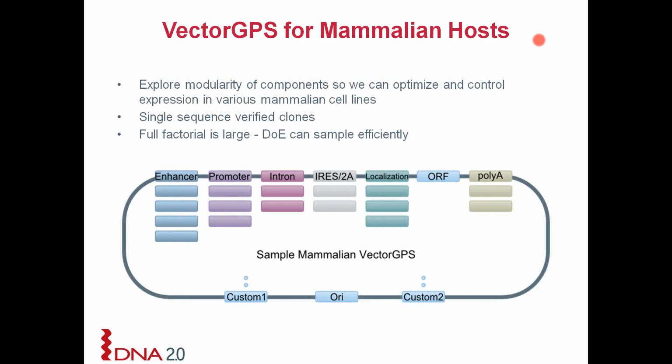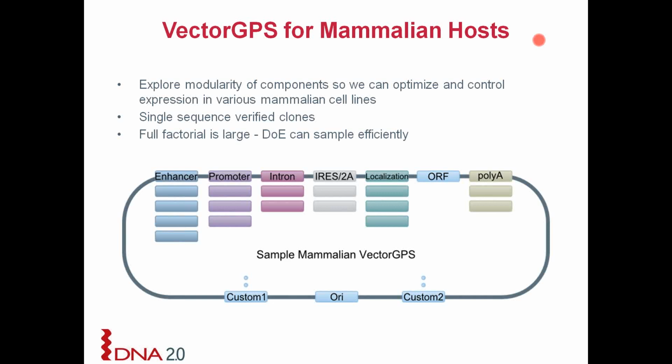So specifically, for the case of optimizing vectors, we create an initial set of vectors with a diverse combination of elements. And we started our internal vector GPS work in mammalian host systems with the goal of exploring the modularity of components so we can optimize the expression for our customers interested in increasing antibody expression. But now we've expanded into a much larger space than that.